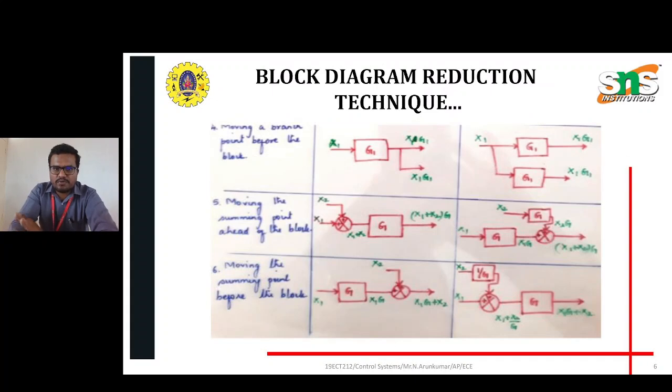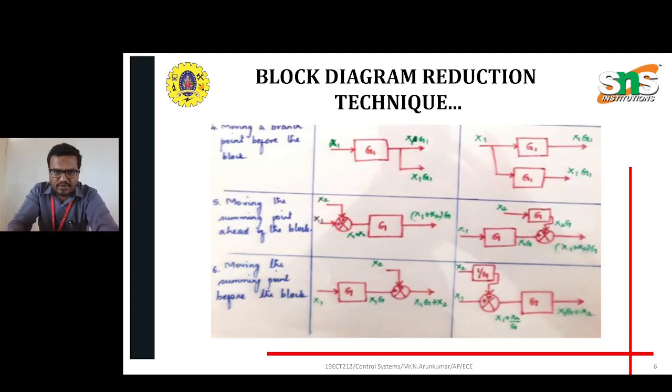And next one is moving a branch point before the block. The same example we discussed previously will be followed here, but the condition is that it is moved towards the block of G1. So it can be followed by Z1, because it is moved towards G1. So 1 by Z1 will be eliminated into Z1. If it is moved after the block Z1, then automatically it becomes 1 by Z. Like that it will be followed in this rule.